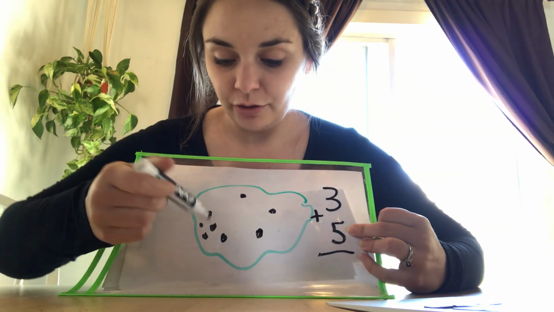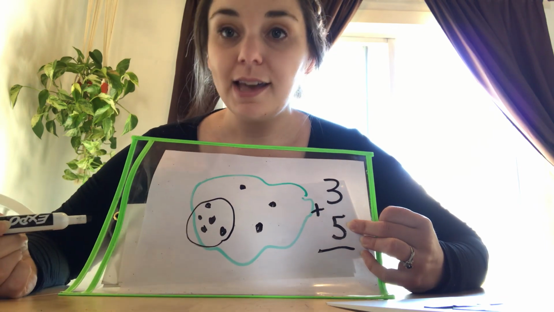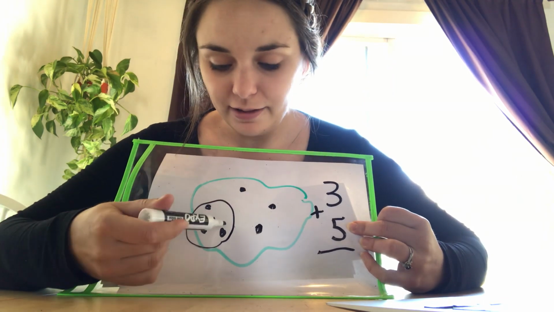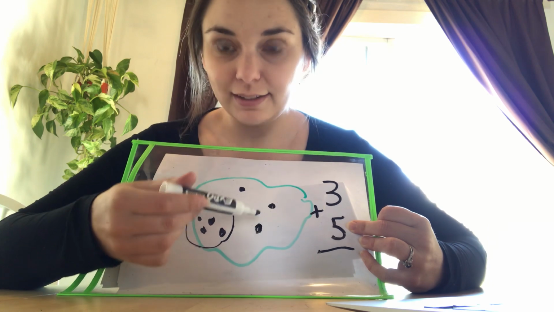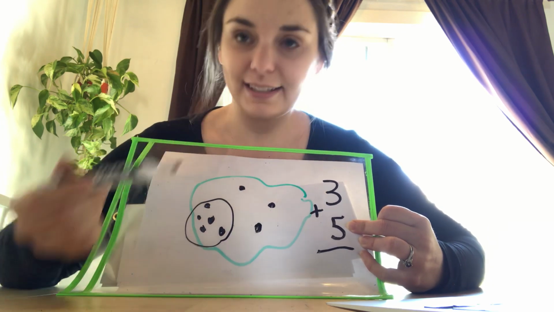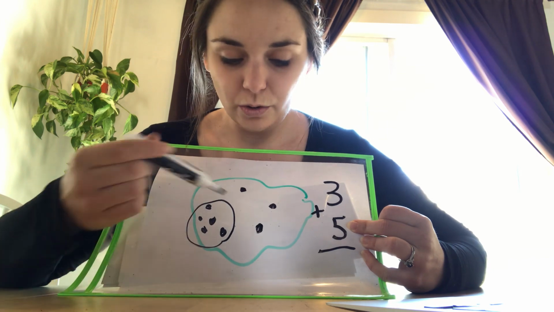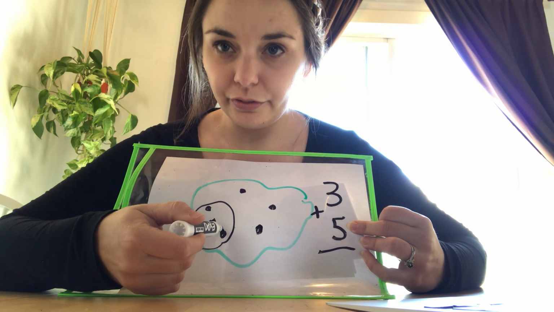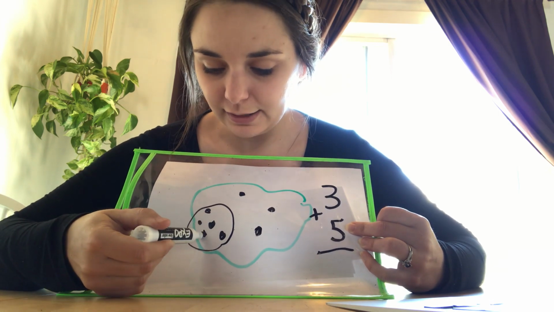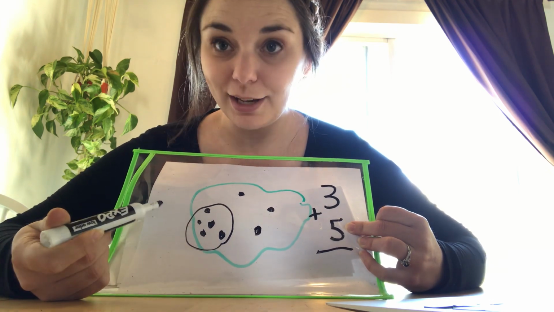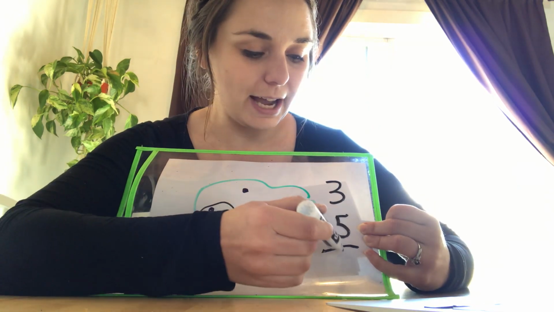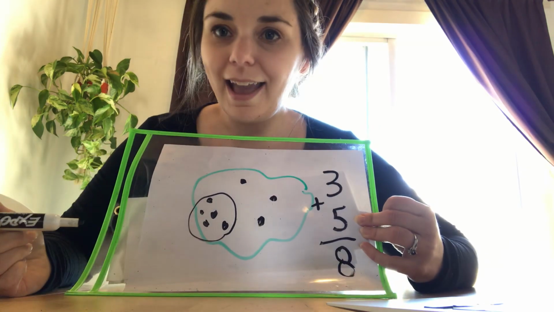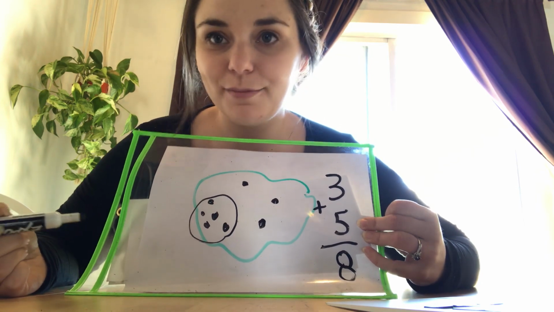Well, I know that this is 5. And I can count on 5, 6, 7, 8. Nice. Or I knew this was 3 and I could go 3, 4, 5, 6, 7, 8. Did you get 8? Nice. 3 plus 5 equals 8. Now there are 8 frogs in the pond, having a great time. Good job, mathematicians.